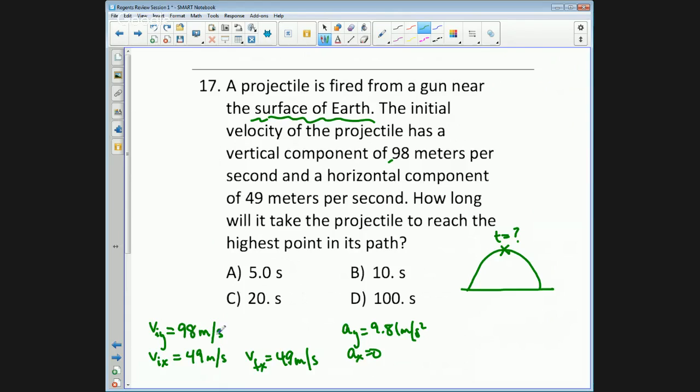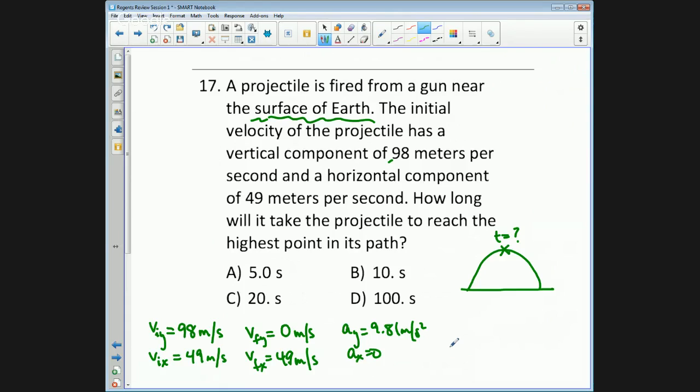But for the final speed in the y direction, because it's going to be at the top, at the apex of this trajectory, that final speed in the y direction is going to be 0 meters per second. The gun in this case is going to fire this projectile, and it's going to stop for a brief moment of time at the apex before it starts to fall back down.